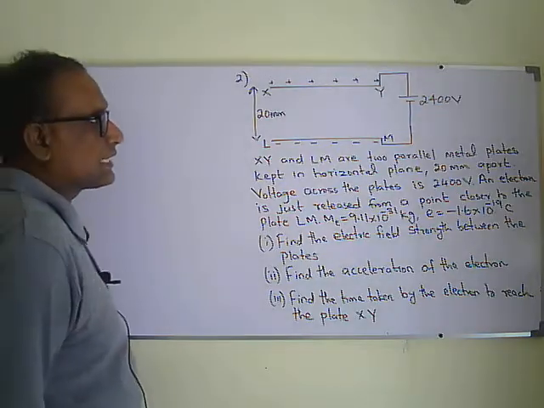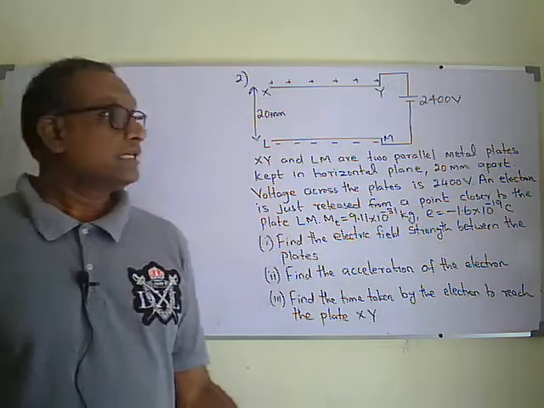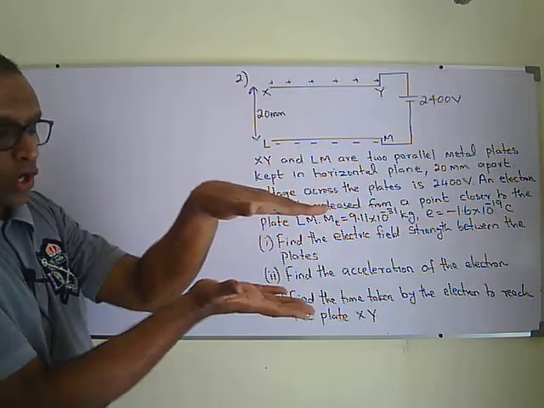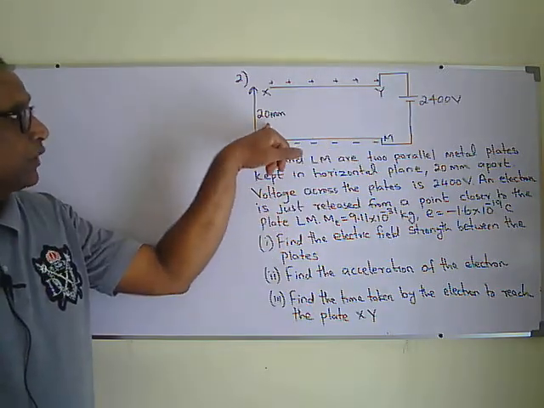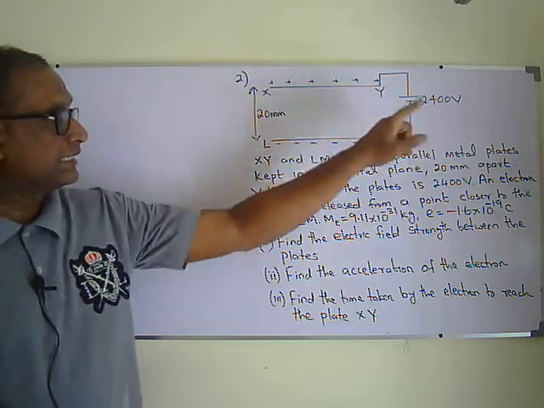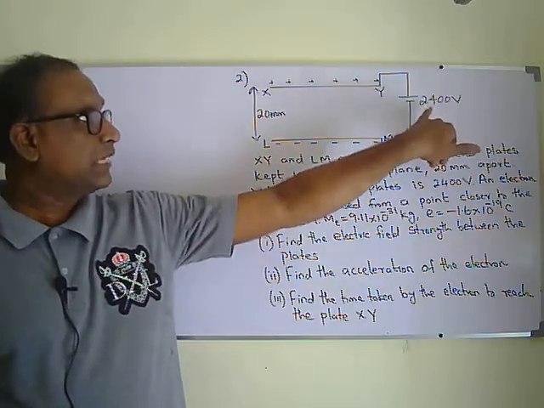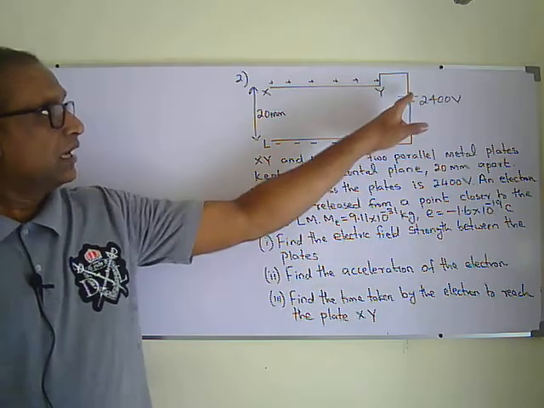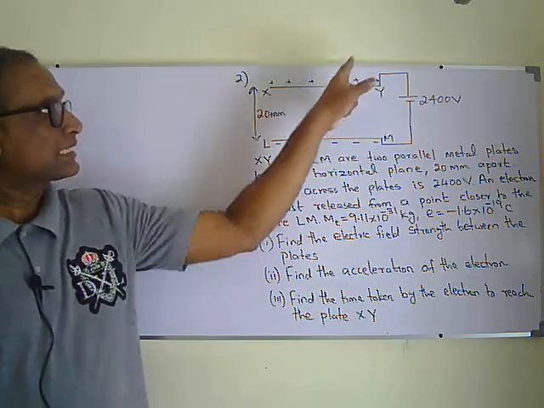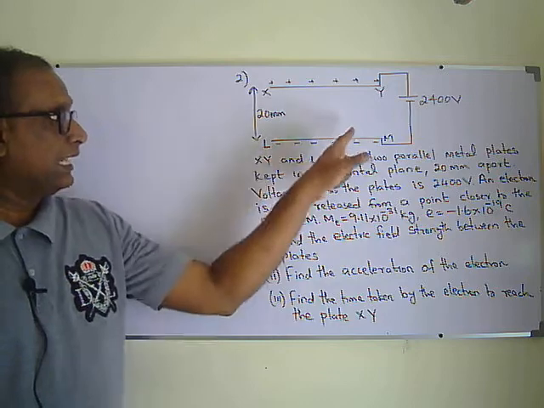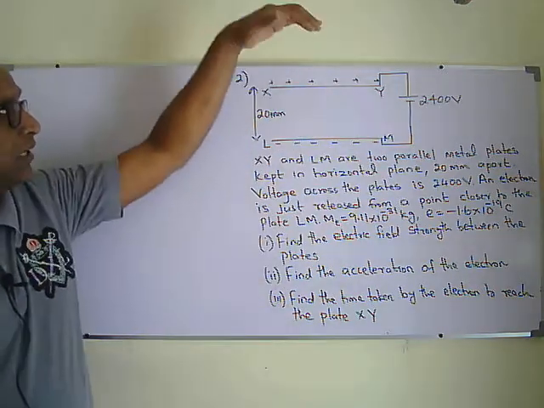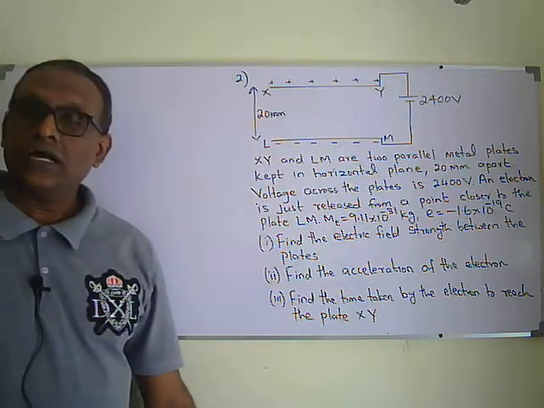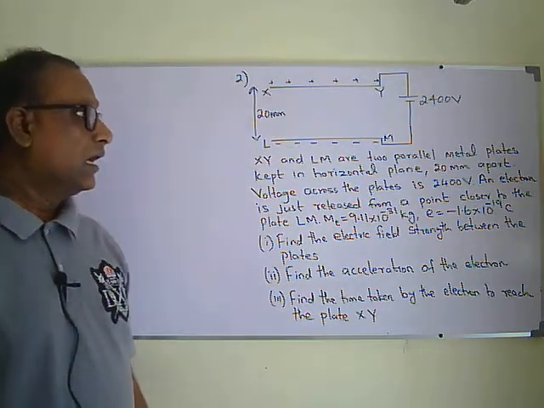Okay, so this is the second question. Here, two parallel plates XY and LM are kept in horizontal plane, 20 millimeter apart, and they are connected to a DC power supply of 2400 volt. Okay, so here also the plate XY is connected to the positive terminal and LM is connected to the negative terminal. So XY will be positively charged and LM will be the negatively charged plate, right?